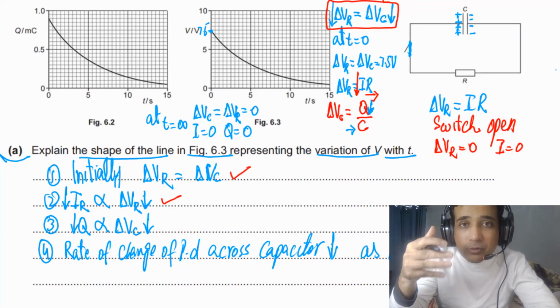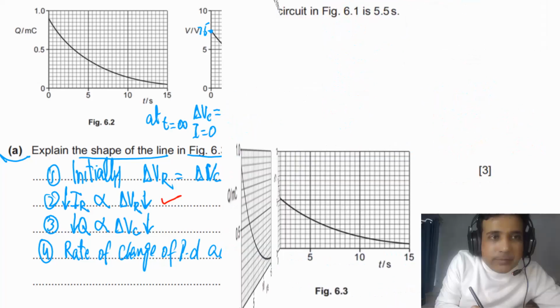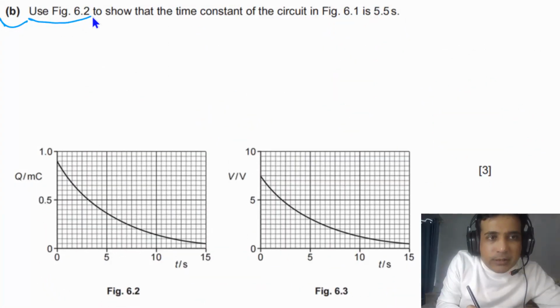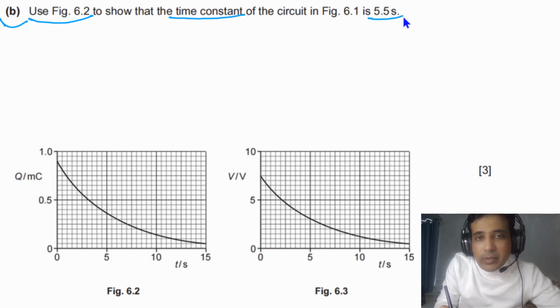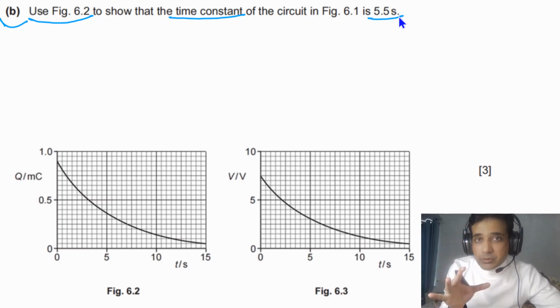Now, how to talk about discharging of a capacitor. For part B, we need to use figure 6.2 and we need to show that the time constant of the circuit in figure 6.1 is equal to 5.5 seconds. It simply means that we need to calculate the time constant. So how can we calculate the time constant if a Q against T graph is given to us?